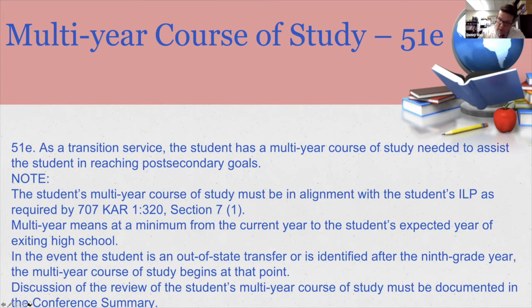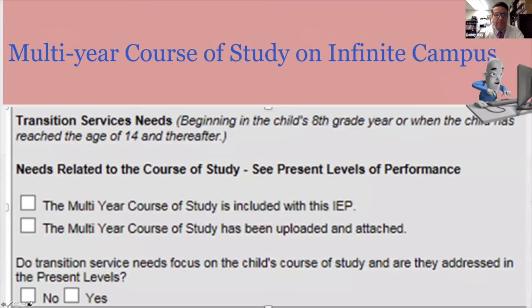Each year we do a new IEP, we look at that. If the student's in the 10th grade, we would have 10th, 11th, and 12th grade if they're going to graduate at that time. If students are on an alternate track, we would also need to list the course codes along with that. So if we can advance, Dion. Thank you. And this is a screenshot that you'll see that the multi-year course of study is included with the IEP, or it's been uploaded.